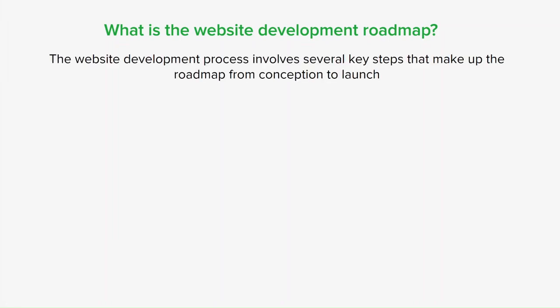The website development roadmap process involves several key steps, and essentially all of these steps make up the roadmap from conception all the way to launch. So here's a general overview. First up, we have project discovery, and this is the initial phase, and it involves understanding the client's goals, target audience, and project requirements. Discussions and brainstorming sessions help to clarify the scope, features, and overall vision for the website.